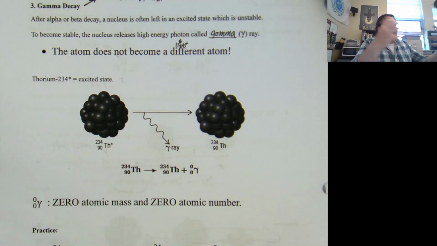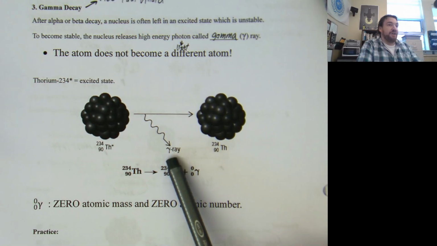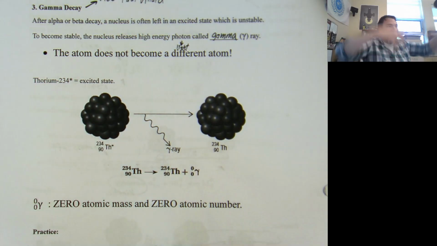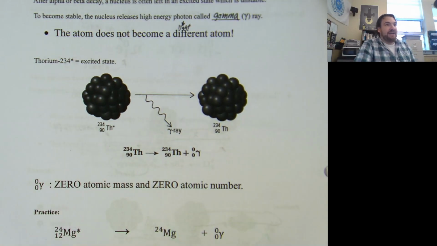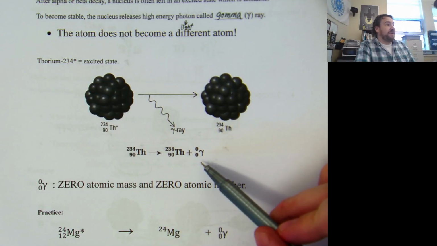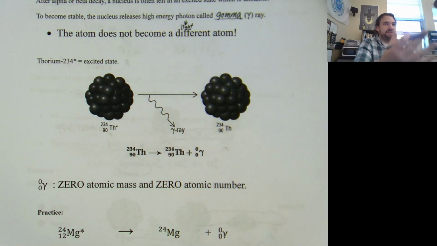It's these atoms, and they just kind of go, except when they do that, they release a high energy photon, a blast of light that is high energy. Gamma has no mass, gamma has no atomic number, it just sits. Yeah?